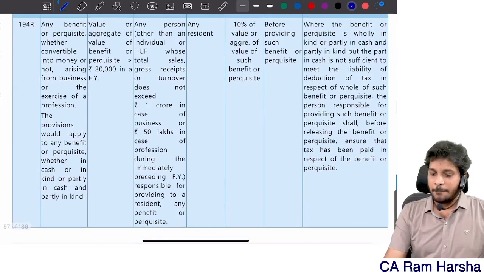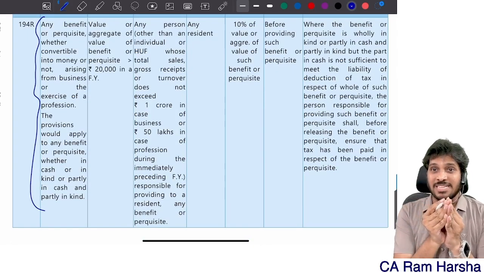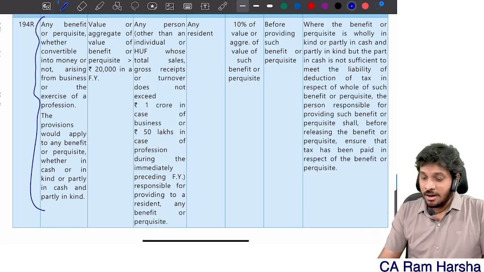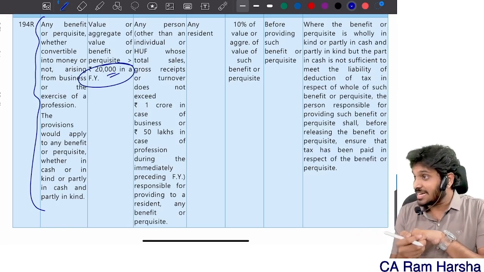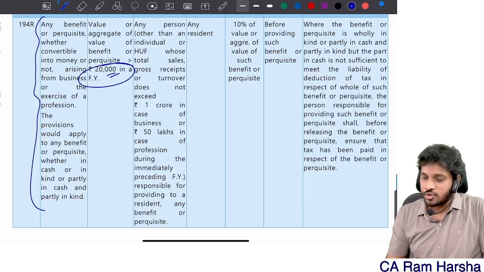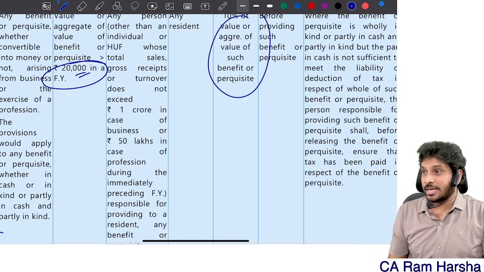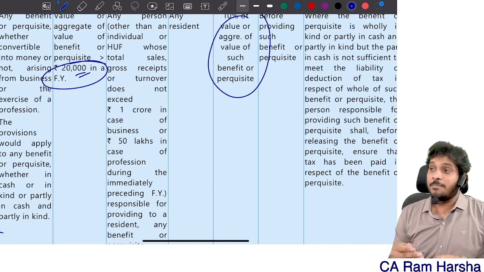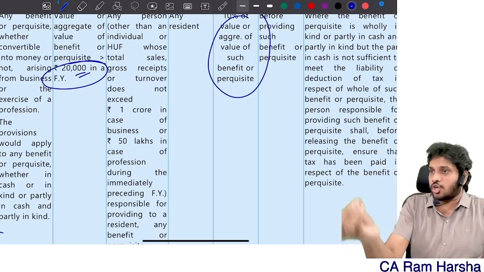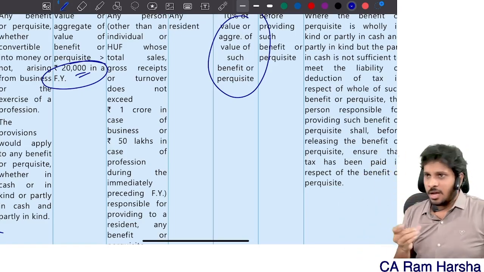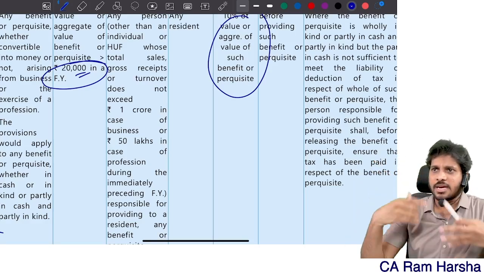Then 194R, perquisite in kind or cash received by any businessman or professional. Getting it? In a year exceeding 20,000 rupees in value, the person paying this benefit should deduct 10% TDS. Like example, very simple, many medical companies give gifts to medical shops who are achieving targets. Now we are giving some car to one of the medical pharma distributors. Getting the point? A car, we are giving a car.